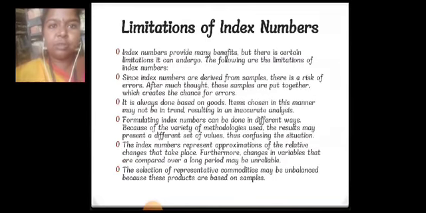Then the limitations of index numbers. How can index numbers be limited? Index numbers provide many benefits, but there are certain limitations. There is a risk of errors in index numbers. It is always done based on selected goods, so items chosen in this manner may not be representative of the trend. Formulating index numbers can be done in different ways. Index numbers represent approximations of the relative changes that take place. Furthermore, changes in variables that are compared over a long period may be unreliable. The selection of representative commodities may be unbalanced because these are based on samples.